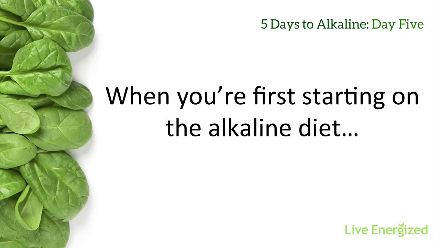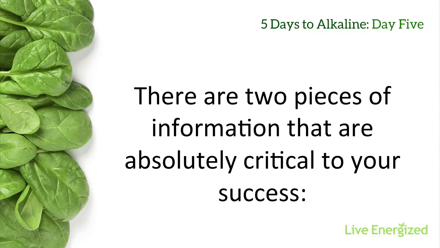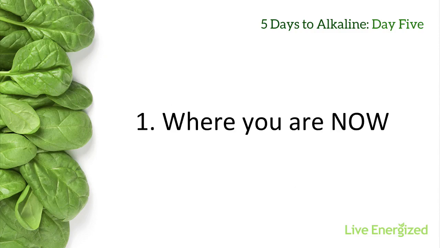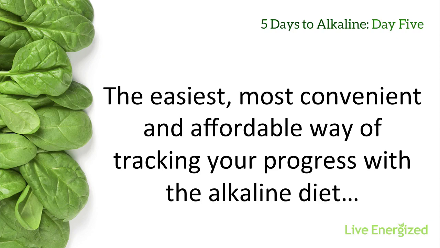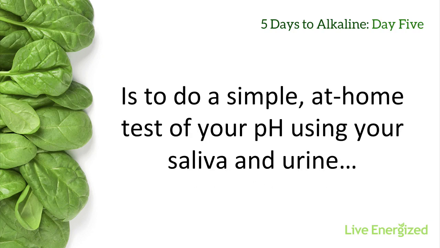When you're first starting on the alkaline diet, there are two pieces of information that are absolutely critical to your success. Number one, where are you right now? And number two, whether what you are doing right now is actually working. And the easiest and most convenient and affordable way of tracking your progress with the alkaline diet is to do a simple at-home test of your pH using your saliva and urine.